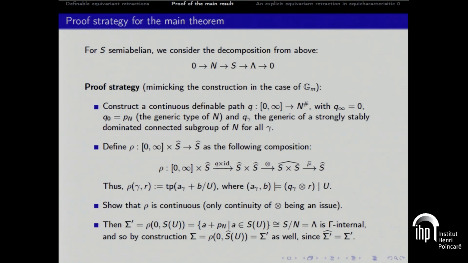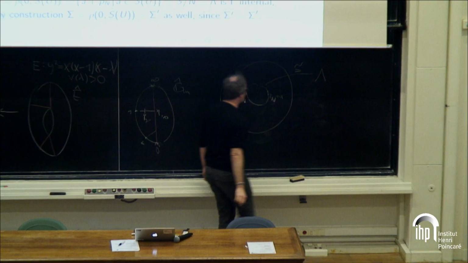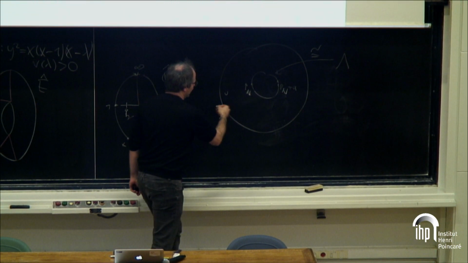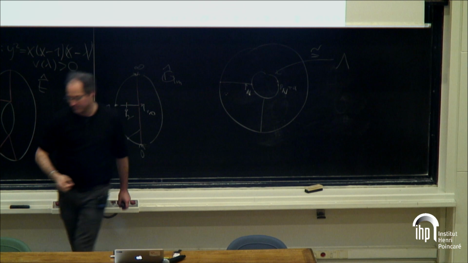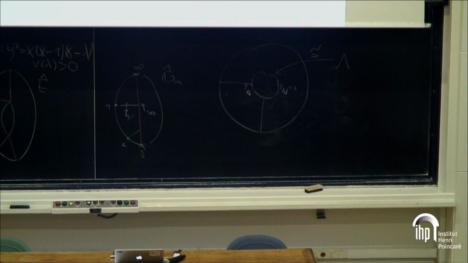Do exactly the same as here, but now the picture is maybe different because in the end it might not be constructible. So maybe this is Pn, and this is maybe Pn plus something. And this is definably isomorphic to lambda, which is gamma-internal, this thing here. And somehow we try to go like we did from 1, and we just do it equivariantly on the whole circle. Okay. So that's the proof strategy.